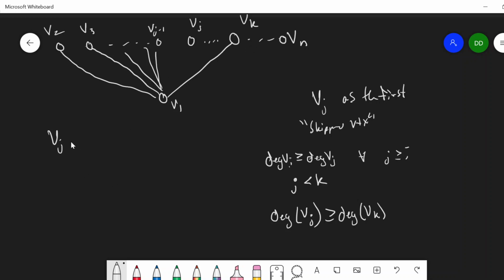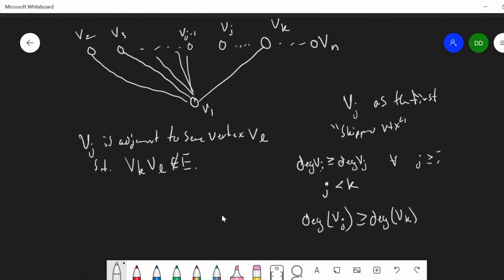So Vj is adjacent to some vertex, let's say VL, such that VkVL is not an edge. Hopefully you can convince yourself of that. If this isn't the case, it's pretty clear, we can do another contradiction proof in here. It's clear that the degree of Vj will not be greater than or equal to the degree of Vk, right? That would make the degree of Vk bigger. So this has to be the situation.